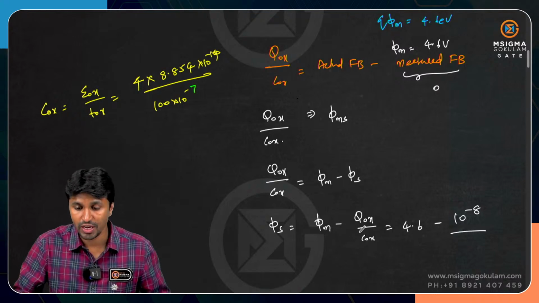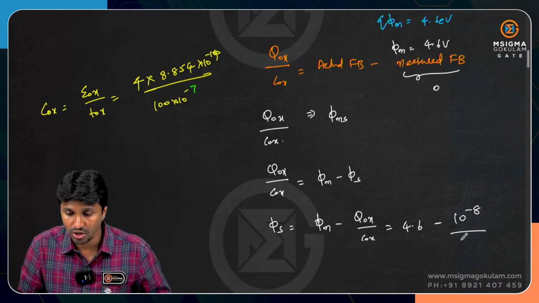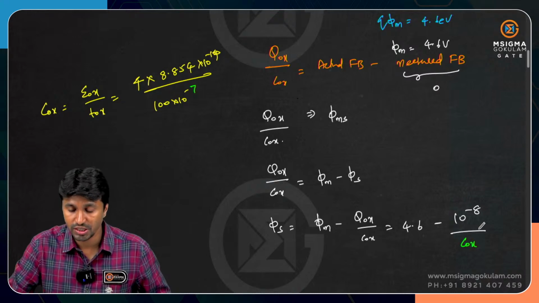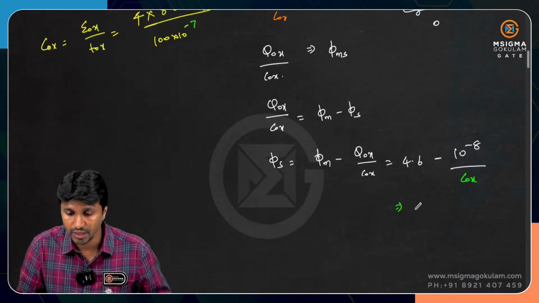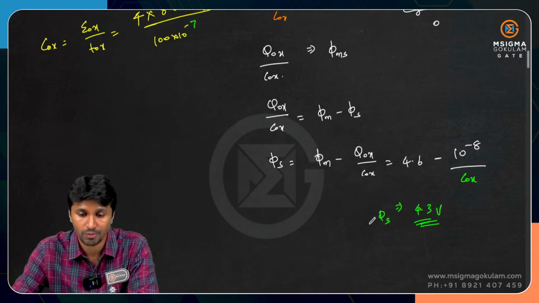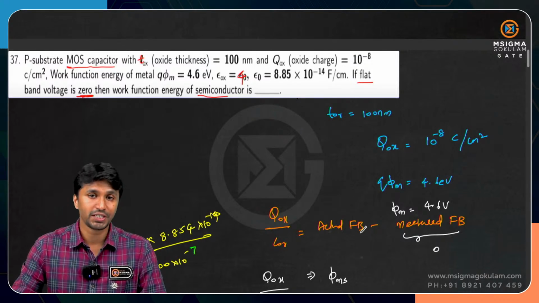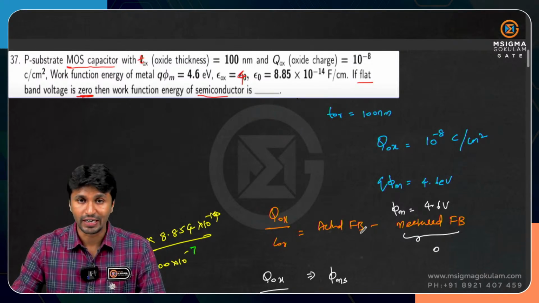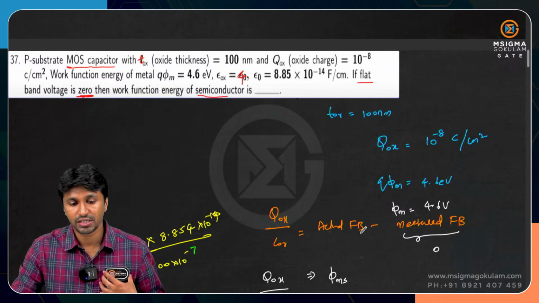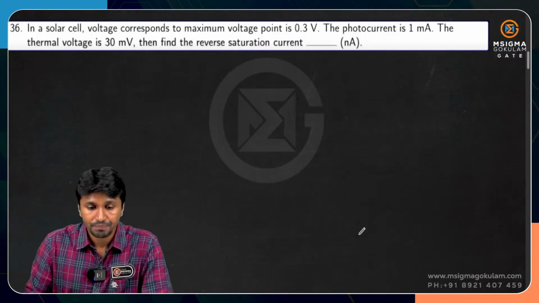So just substitute everything into this equation. Calculate the value of C ox, substitute C ox into this equation. When you solve this one, it comes out as 4.3 volt, right? So this is how you solve this particular problem. This is a problem based on the trapped charges, which we have addressed in the class. Now let us move on to the next one.